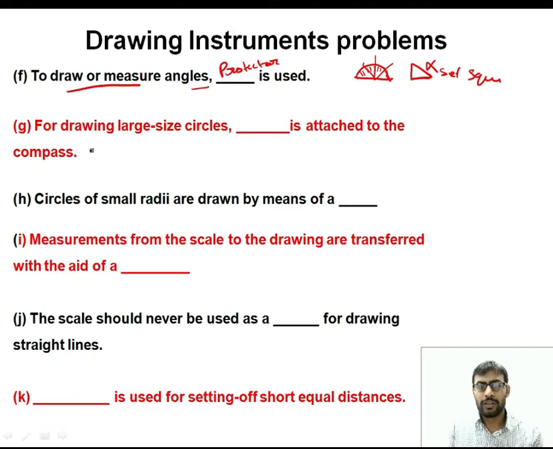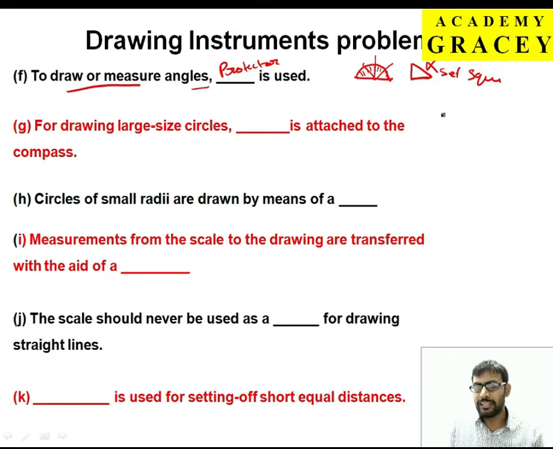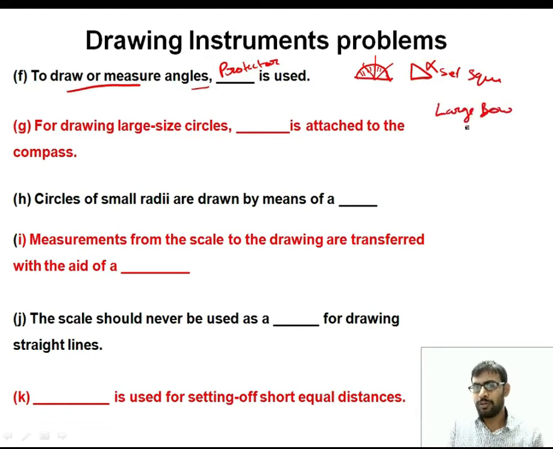So next question, for drawing large size circles, dash is attached to the compasses. We already talked about this. There are several types of compasses. There are large bow compasses, small bow compasses. Basically, for the large size circle, we will go for the large bow compasses. In large bow compasses, it has an attachment.